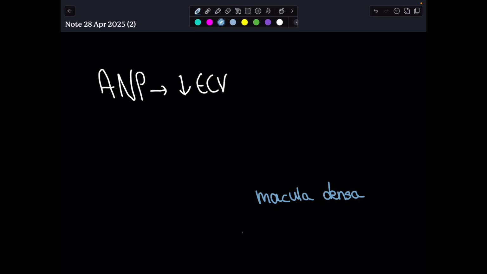The macula densa is a spot in the kidney's distal tubule that senses sodium chloride levels in the urine and signals the nearby juxtaglomerular cells to tweak renin release, helping control blood pressure and fluid balance.